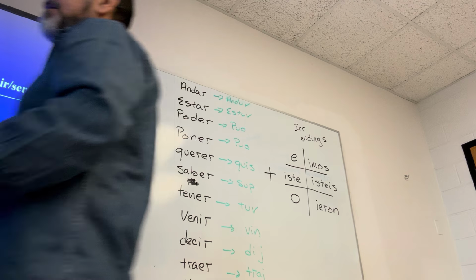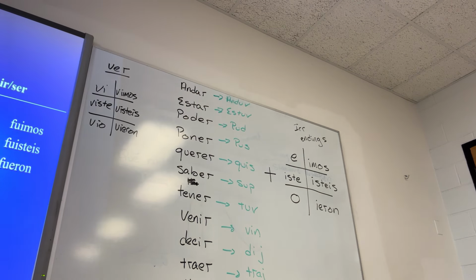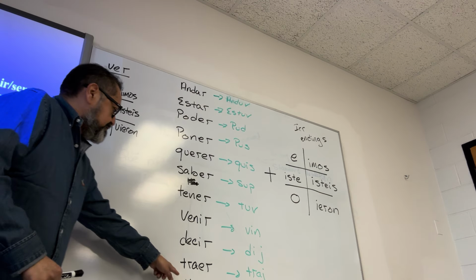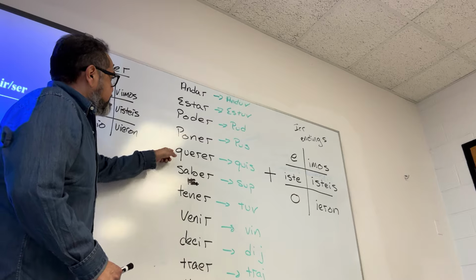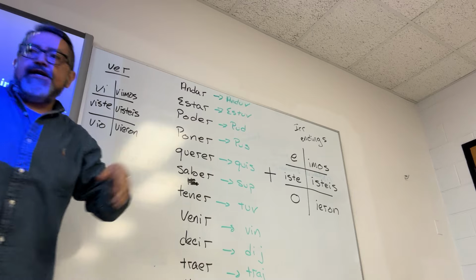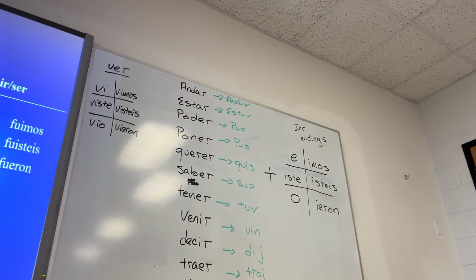So, those endings only go with 1, 2, 3, 4, 5, 6, 7, 8, 9, 10, 11, sorry, I said 12. It only goes with those 11 verbs. Just as an FYI, there's actually more, but you wouldn't get those until like intermediate and advanced Spanish. Okay? Beginning Spanish, you only get those 11.